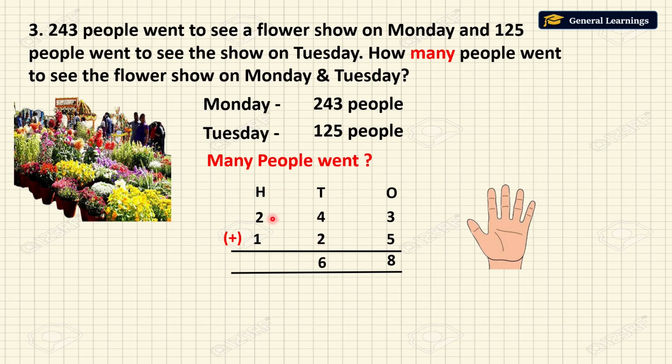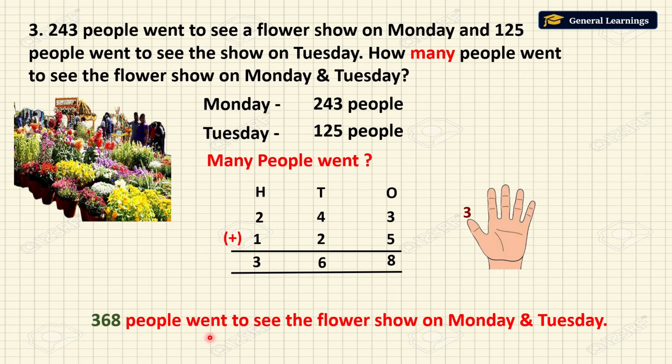Next we are going to add the hundreds digit. We should keep 2 on our mind. Then we need to add one more number to the 2. So after 2 will be 3. So 2 plus 1 is 3.